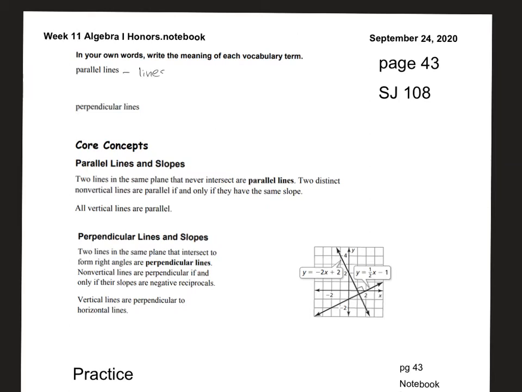Lines that never intersect. That's what I would write. If you have some different words you want to put, you are welcome to do so. What are perpendicular lines? To me, they are lines that intersect to form a right angle.